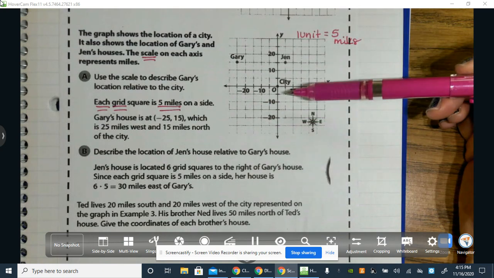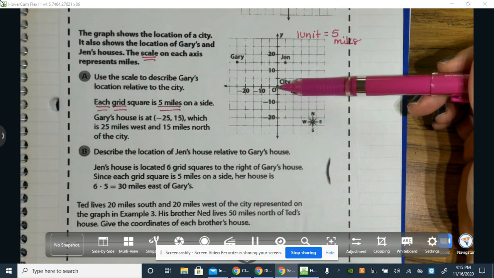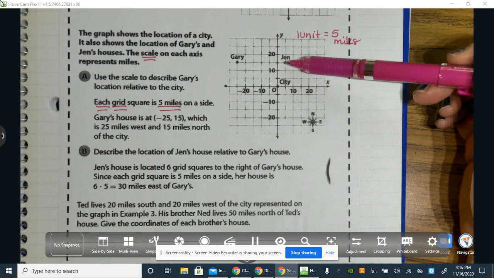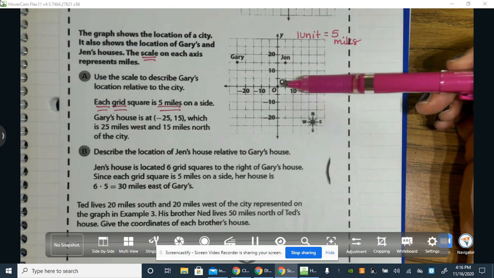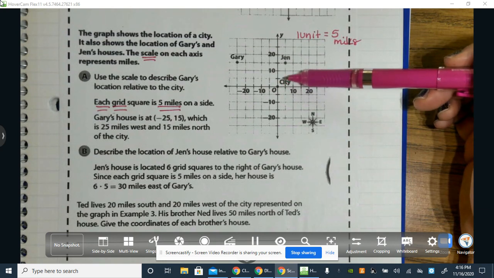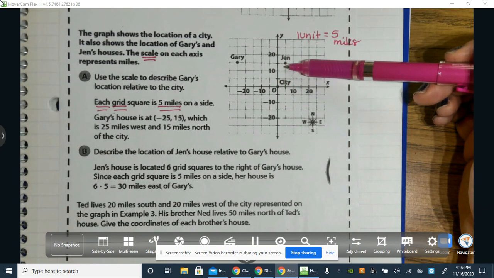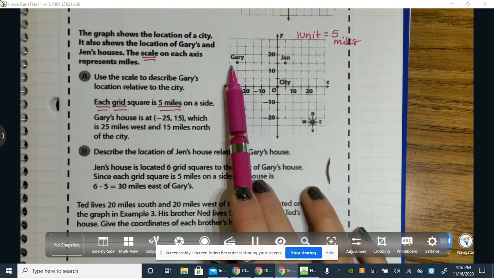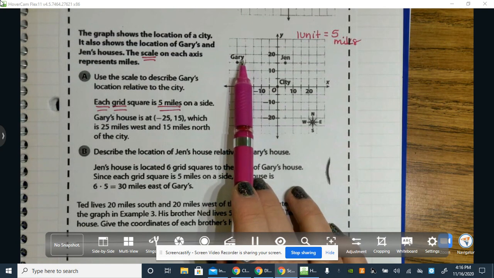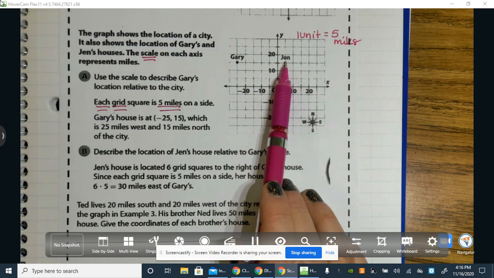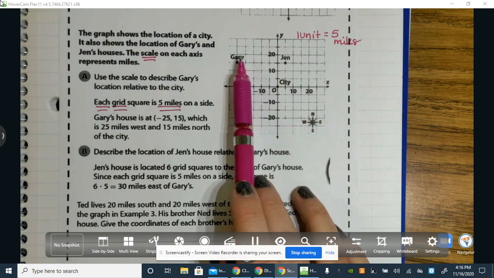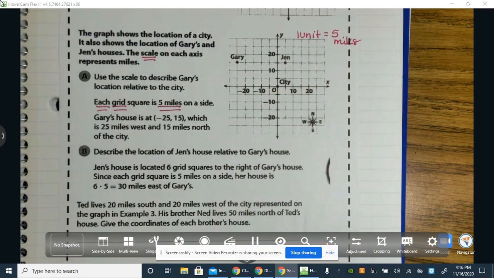Okay, now if we look at Jen's house from the city, she's 5, 10, 15 miles to the north and 5 miles to the east. Or you can say she's 5 miles east and 15 miles north of the city. Now if I look at Gary and Jen's location, Gary is 5, 10, 15, 20, 25, 30 miles to the west of Jen. We can also say Jen is 30 miles to the east of Gary.